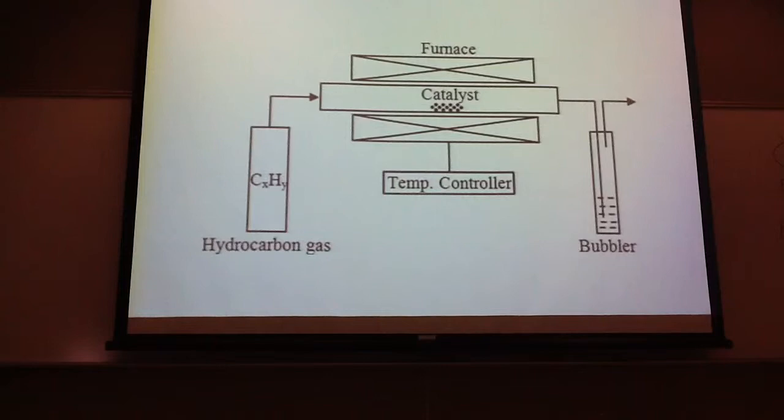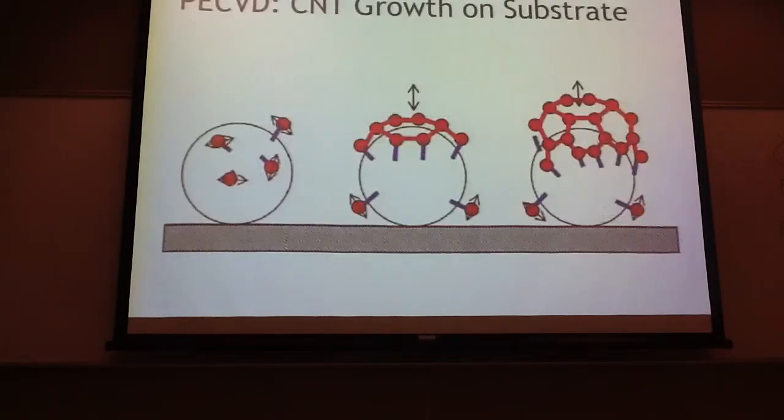And this is just a diagram of the process that is used, which is a general hydrocarbon gas and catalyst, furnace, and then you have your bubbler, because the stuff that comes out on the end isn't nice and you don't want to get it out into the environment, so you have a scrubber or other such device to clean it up before you send it out into the world.